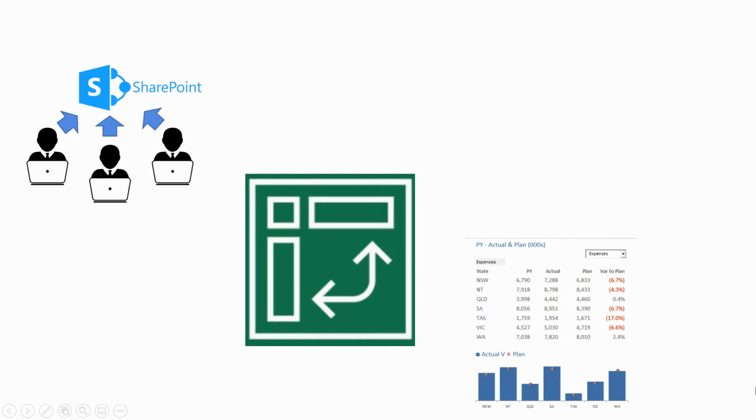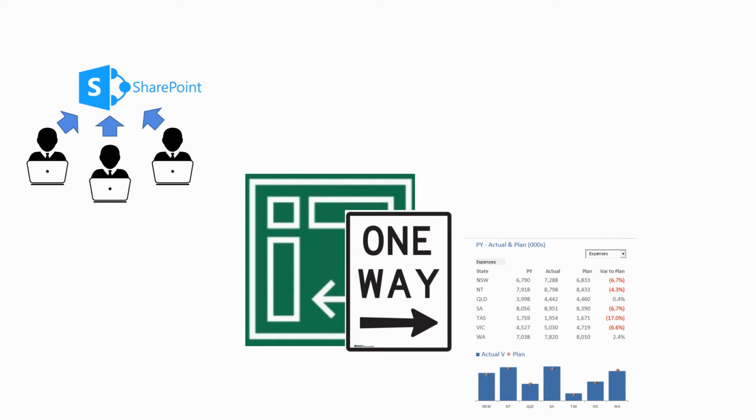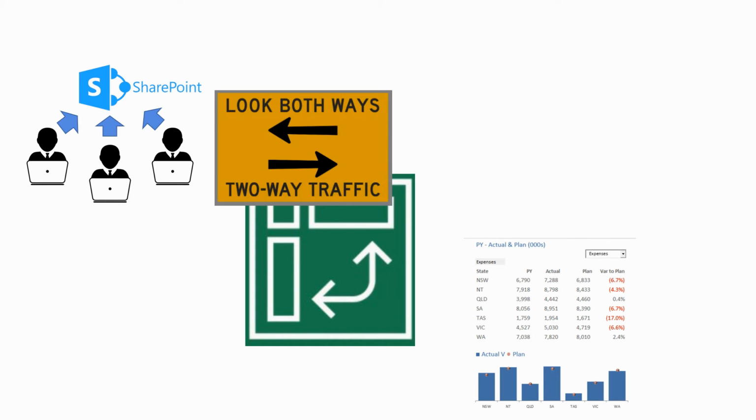So, while I've always been a big fan of pivot tables for the planning process, for me there's always been one big limitation. It's kind of one-way traffic. But imagine if the traffic flowed both ways.